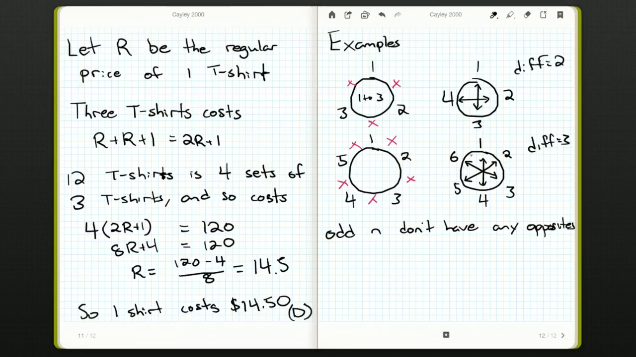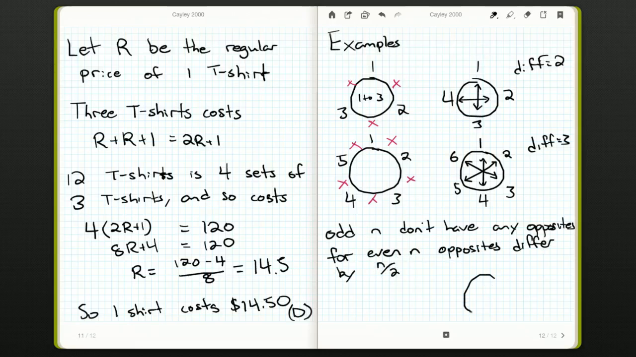So let's try this with a bigger example. Let's try 10. So first we'll write down our claim for an even n value. Opposites differ by n over 2, which is going to be a whole number because we assumed n was even.